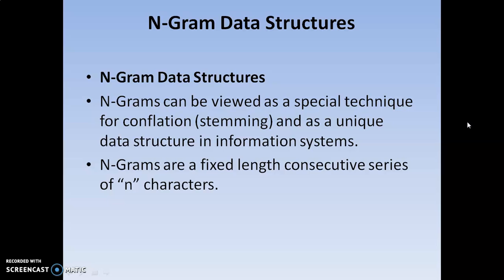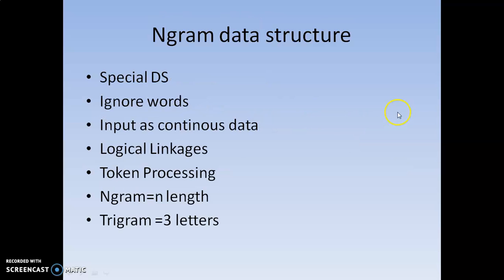Now we are going to discuss the Ngram data structures. It is a special technique where conflation is used. What is the meaning of conflation? The mapping between the searching word and the searchable word. Ngrams are nothing but fixed length of n number of characters. It works on a consecutive series of n characters.